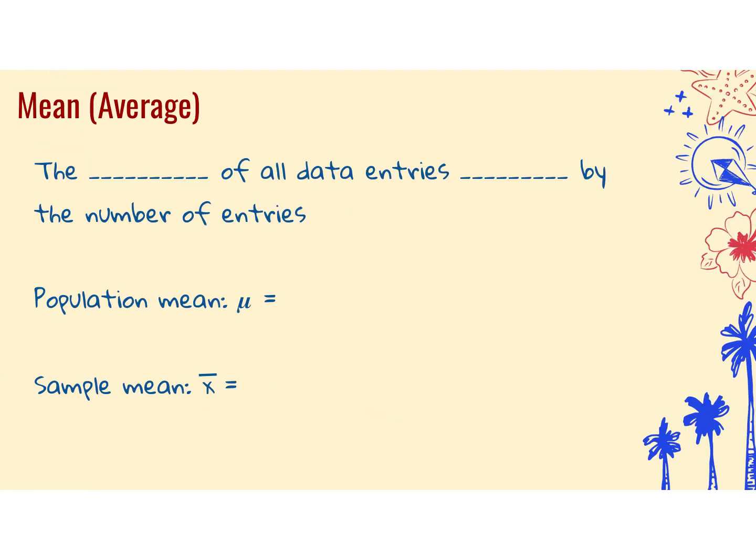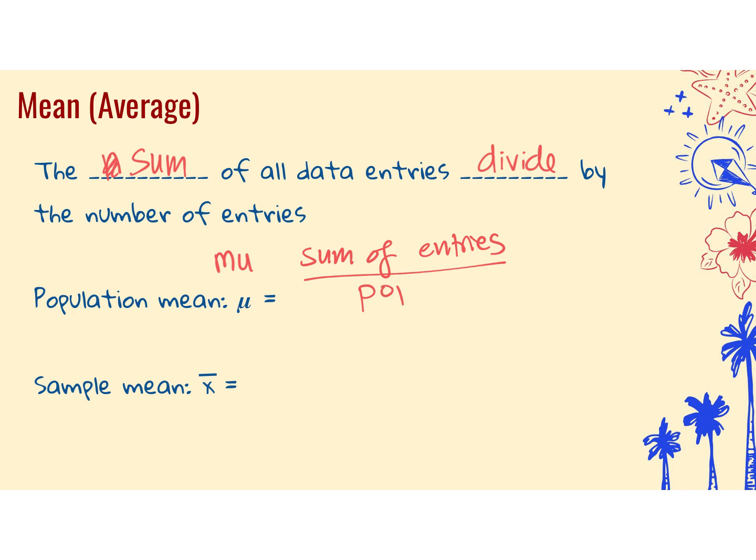And we're going to start talking about the mean. That's our average. So the mean is the sum of all data entries divided by the number of entries. So we have 2 different means, or 2 different symbols for our means. The first one's for population. That symbol right there is the Greek letter mu. So its formula is just the sum of entries divided by the population size.